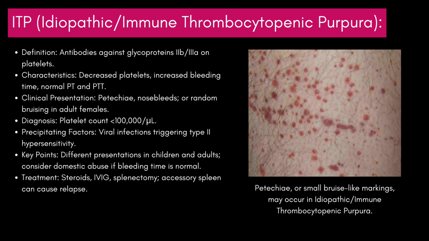Key points: different presentations in children and adults. Consider domestic abuse if bleeding time is normal. Treatment: steroids, IVIG, also known as intravenous immunoglobulin, splenectomy. Accessory spleen can cause relapse.